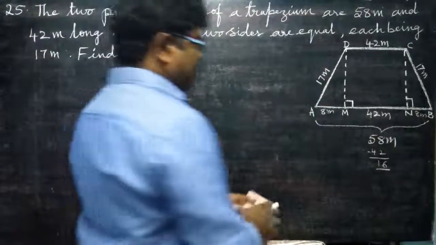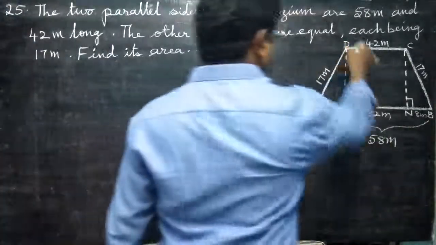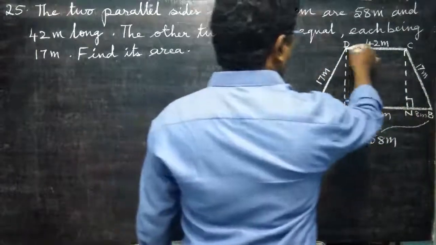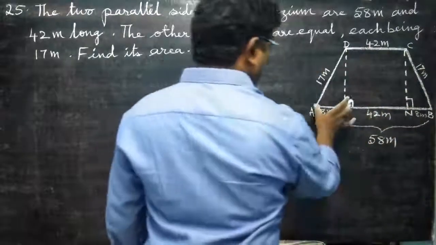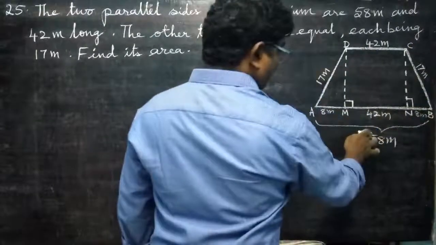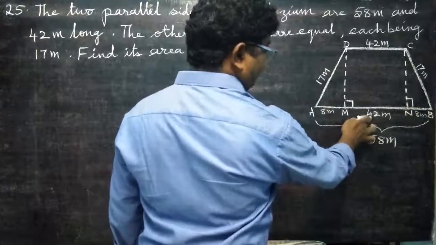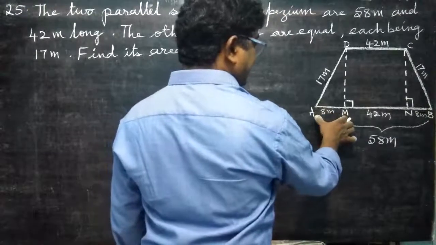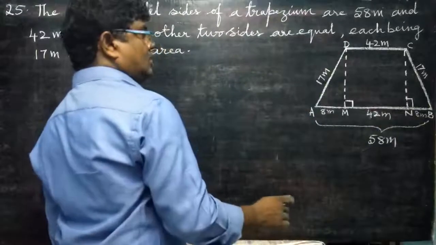Are you able to follow? Why I have drawn these altitudes, DM and CN? CD is 42, MN also 42. How much will be these two? From 58 if you subtract 42, 16 will come. And here AM, how much? NB also that much. Now listen carefully.